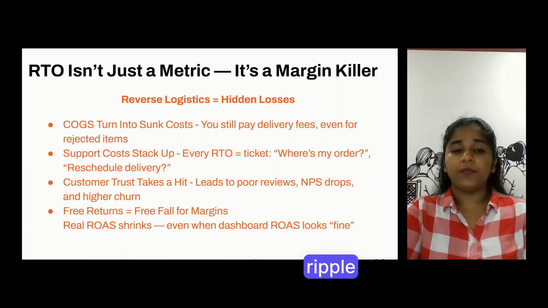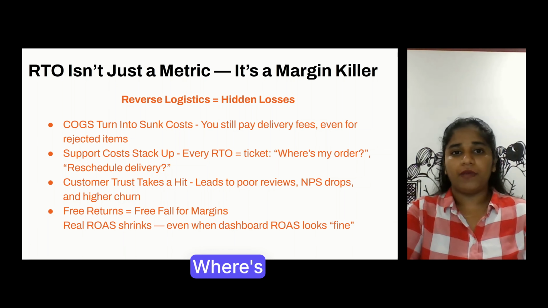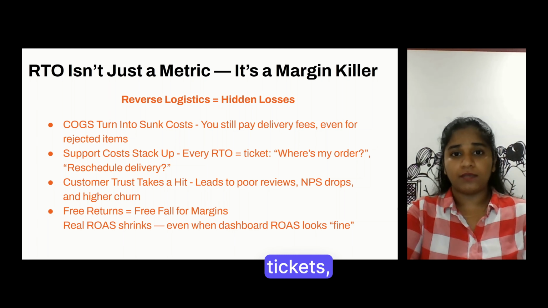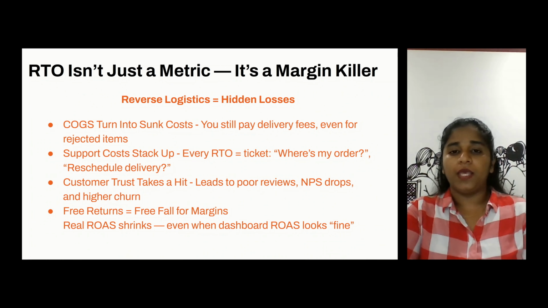Now, add to this the ripple effect. Every RTO leads to a customer support ticket. Where's my order? I want to return it. Can you redeliver? More tickets, more time, more people, more cost. And here's the irony: the customer might be the one who rejected it, but you still get the blame. That leads to poor satisfaction scores and more churn.